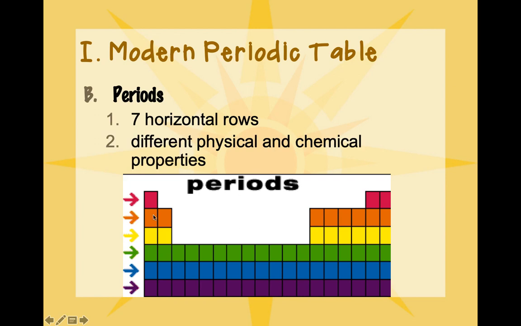A lot of times there's a pretty big difference between an element here and an element over here, where you'll have a lot more similarities when things are above or underneath each other. So as you go across the periodic table, you get lots of different chemical and physical properties. Most of the similarities are in ups and downs. So the 7 horizontal rows are referred to as periods. If I'm talking about a periodic trend, I'm talking from left to right or right to left.